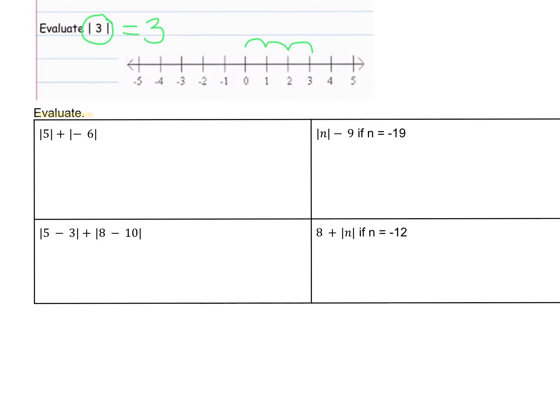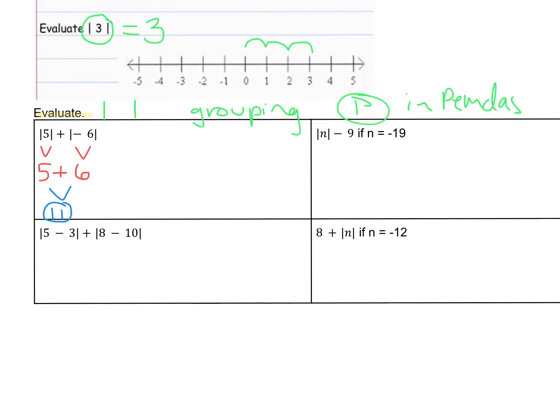All right, evaluate. This means find the value of, like we've done before. In this case, you have to think about that absolute value is considered a grouping, so it falls under the P in PEMDAS. It's grouping those numbers together. You have to do that part first. So here, the absolute value of 5 is 5 plus the absolute value of -6. -6 is 6 away from 0. Then order of operations, 5 plus 6 is 11. If that feels good, go ahead, pause, try on your own, and come back and check.